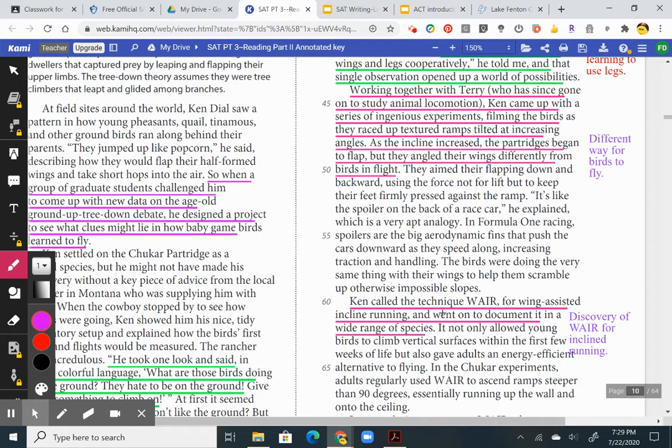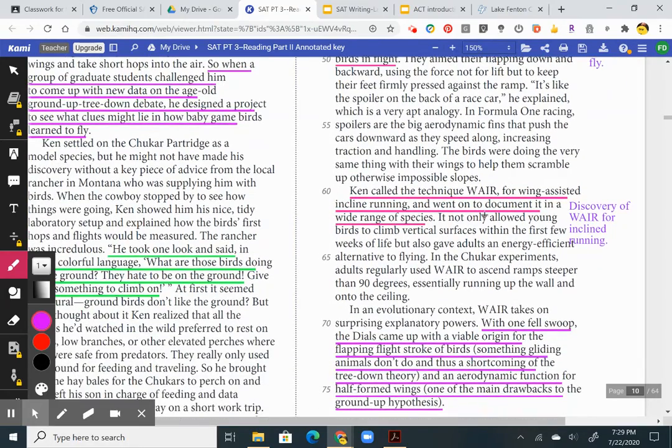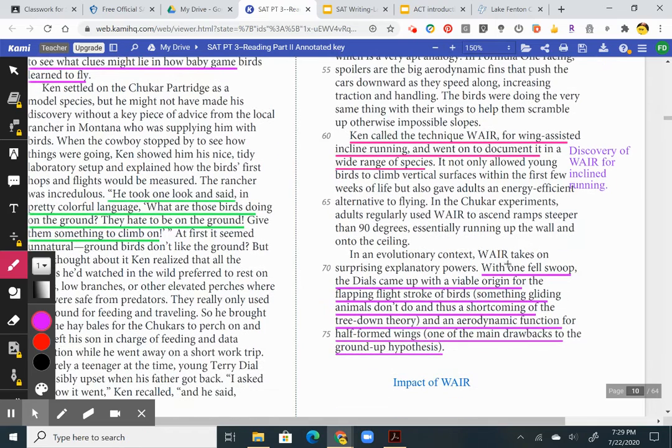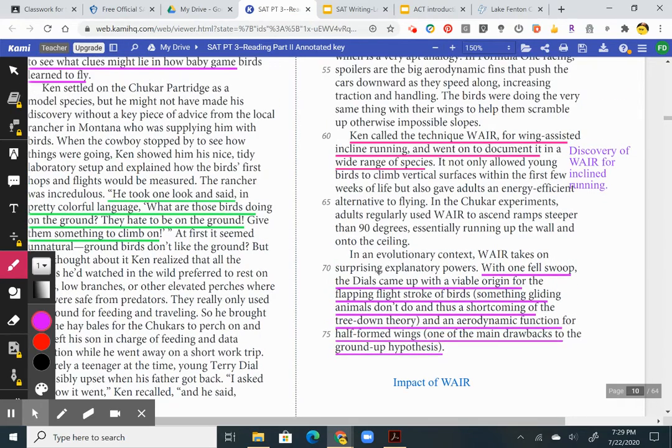Now I'm going to skip to the last sentence: with their wings to help them scramble up otherwise impossible slopes. Ken called this technique WAIR, for wing-assisted incline running, and went on to document it in a wide range of species. In the chukar experiments, adults regularly use WAIR to ascend ramps steeper than 90 degrees, essentially running up the wall onto the ceiling. So I underlined some of the key points, then the first and last sentences, and then read the whole last paragraph.